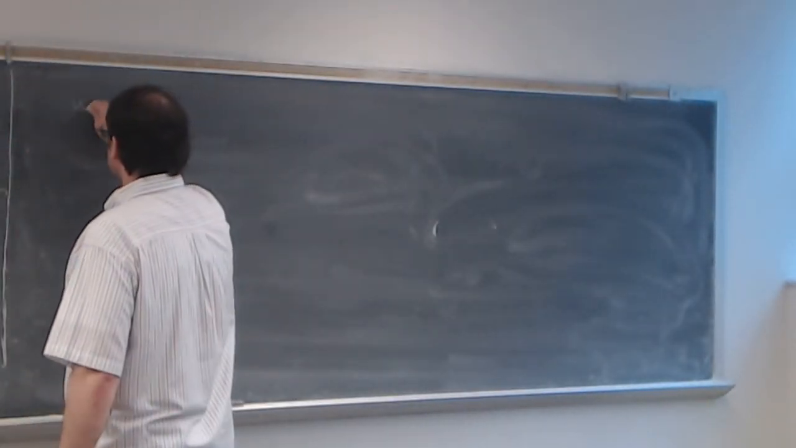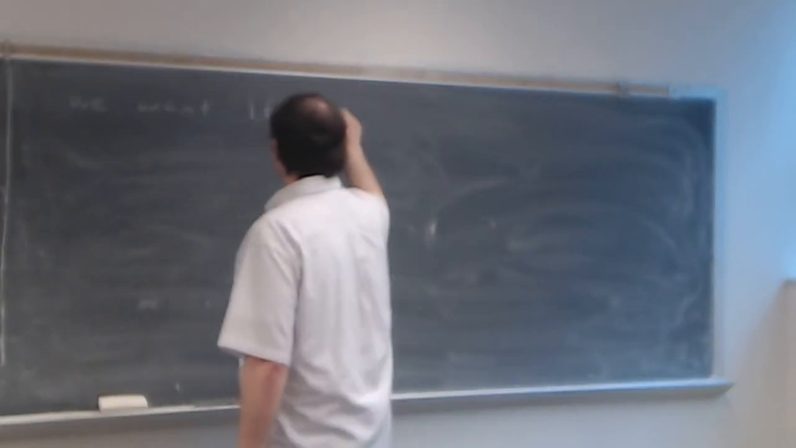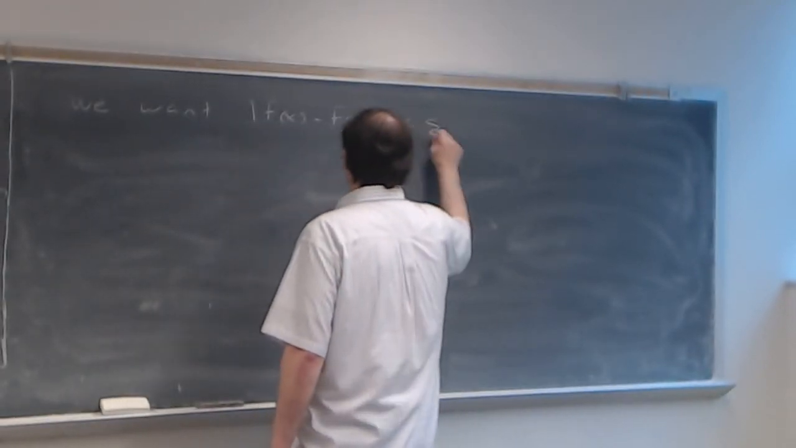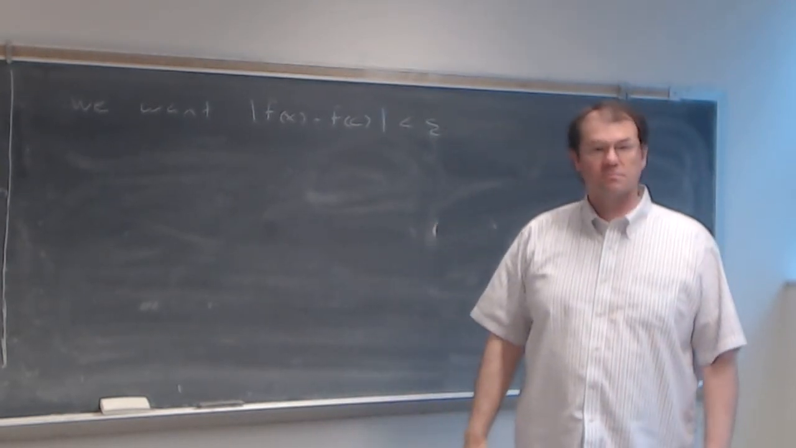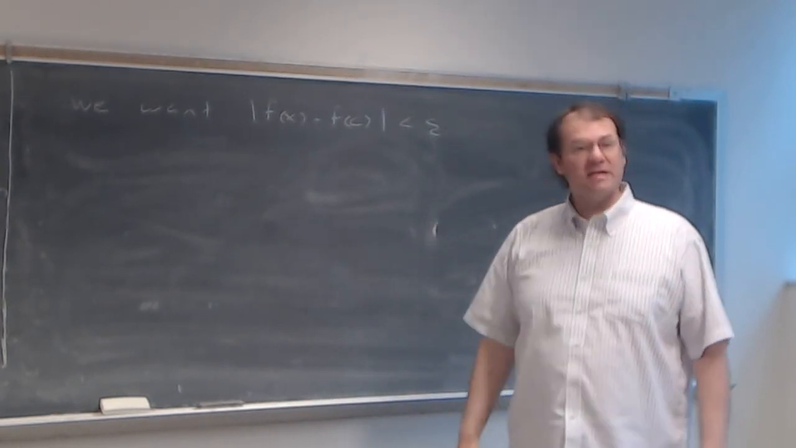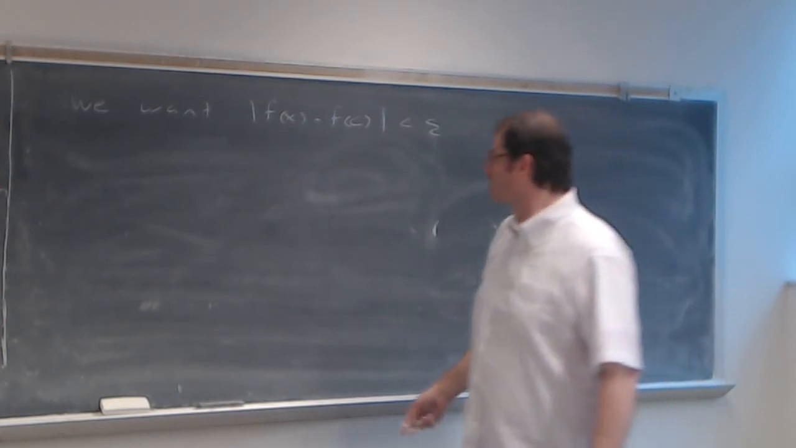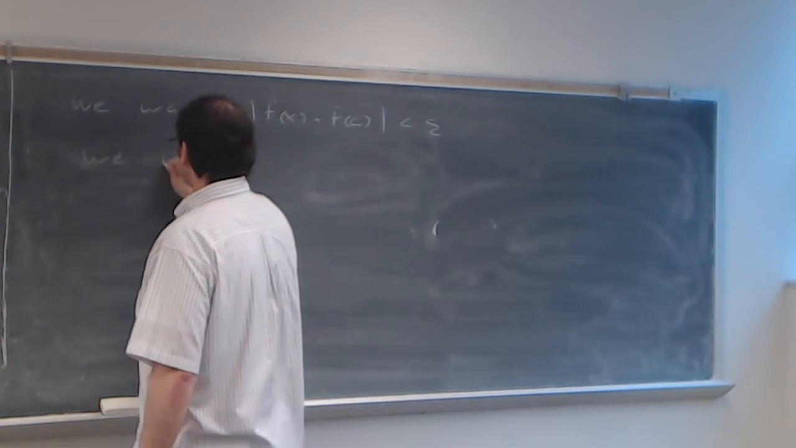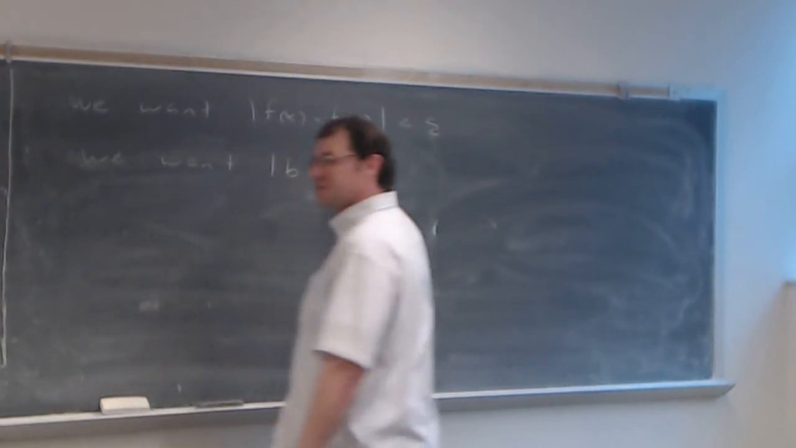Well, we want |f(x) - f(c)| to be less than epsilon. But let's put in the particulars for this problem. Brad, what is f of x? Every time, f of x is equal to b. So what do we want? We want the absolute value of b minus, Brad, what's f of c?